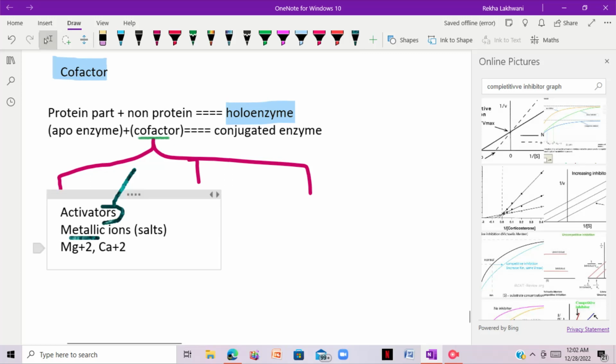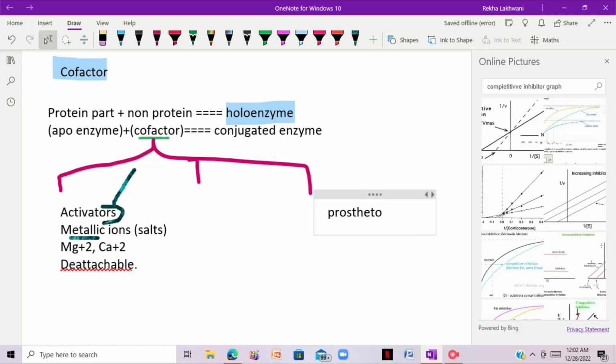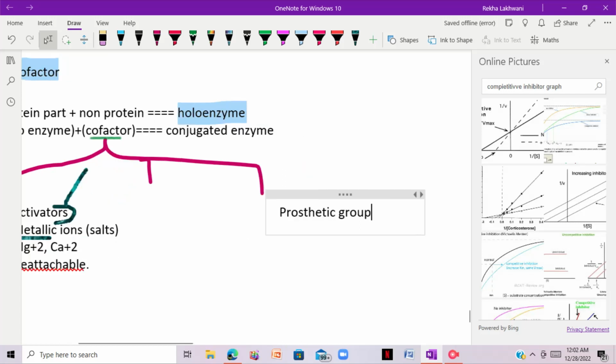Now let us discuss the prosthetic group. Prosthetic groups are organic, and they are tightly bound, or you can say they are covalently bound to the enzyme.